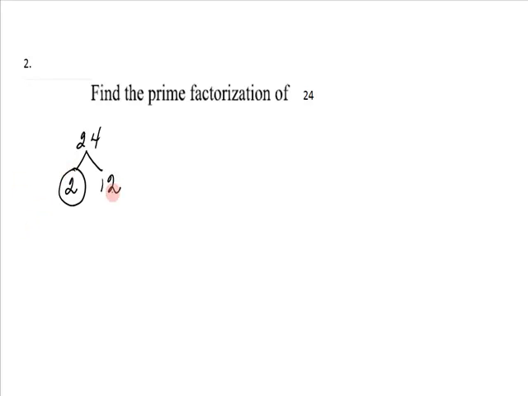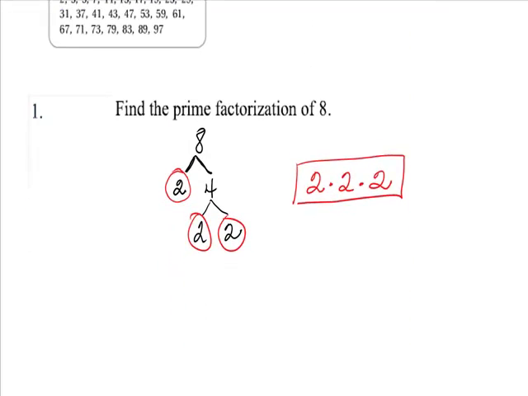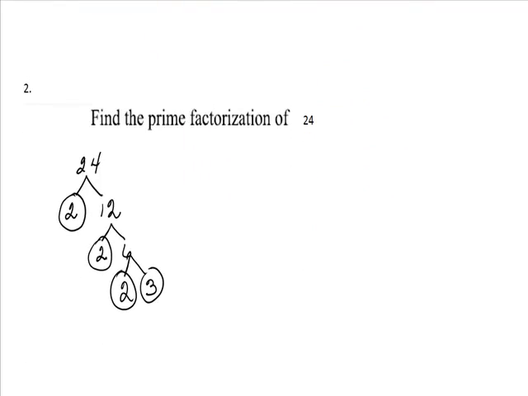But 12 is not a prime, and I can think of another factor. I could say that's 2 times 6. 2 is a prime, but 6 is not. I can factor 6 as 2 times 3. That's a prime. 3 is a prime. Remember, keep your list in your mind or have it written in your notes. The prime factorization is 2 times 2 times 2 times 3. I recommend that you go from smallest number to largest number.